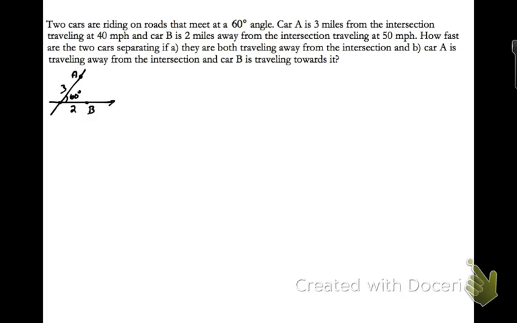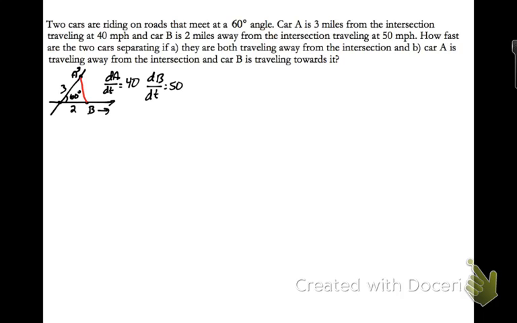They're both traveling away from the intersection in question A. So they're both going in this direction and that direction. And we're told their speeds. So we're told that car A, or dA/dt, is 40 miles per hour. And that car B, dB/dt, is 50 miles an hour. And the question is, how fast are the two cars separating? So the length that shows the separation of the two cars is this length right here.